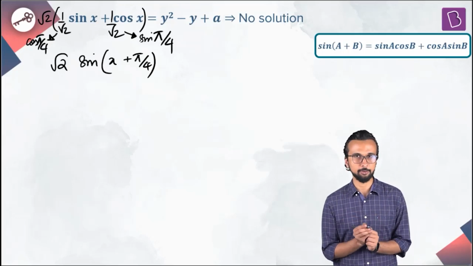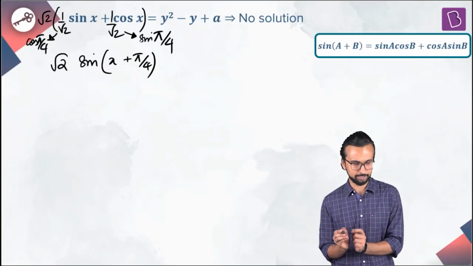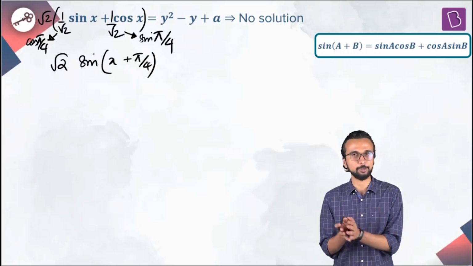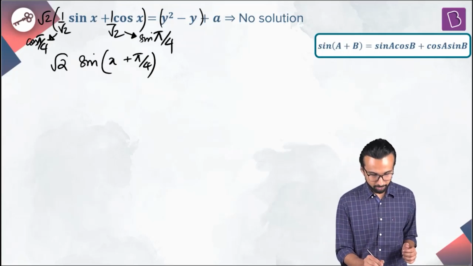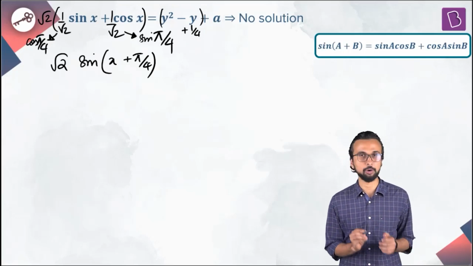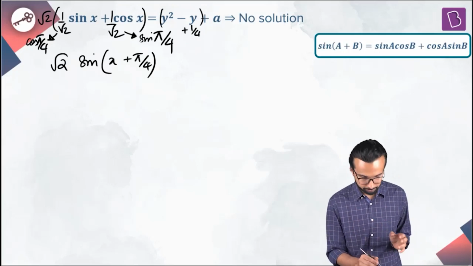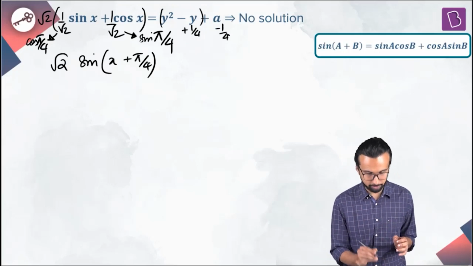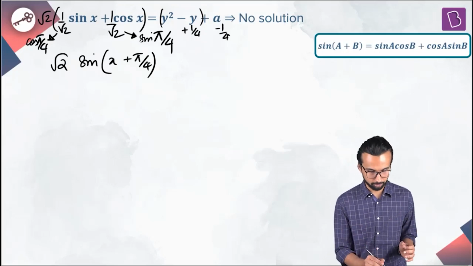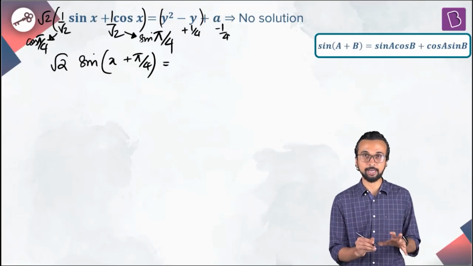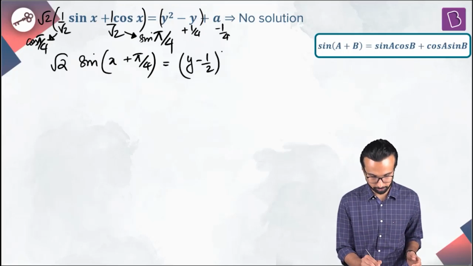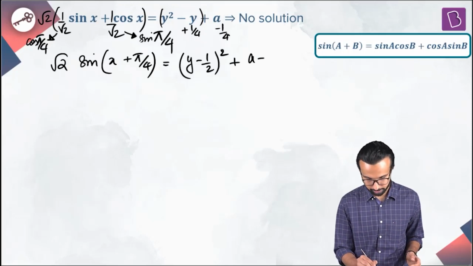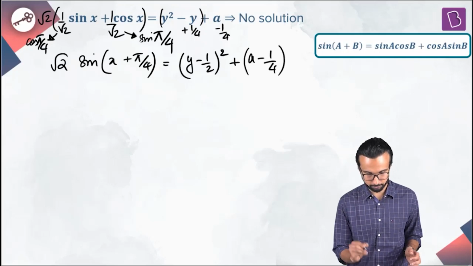Look at the RHS now. y square minus y plus a. Now, y square and y term is there. If I add 1 by 4, what happens? This becomes a perfect square. So outside the bracket, I will subtract 1 by 4. So now I can rewrite the RHS this way. This will become y minus half the whole square plus a minus 1 by 4.